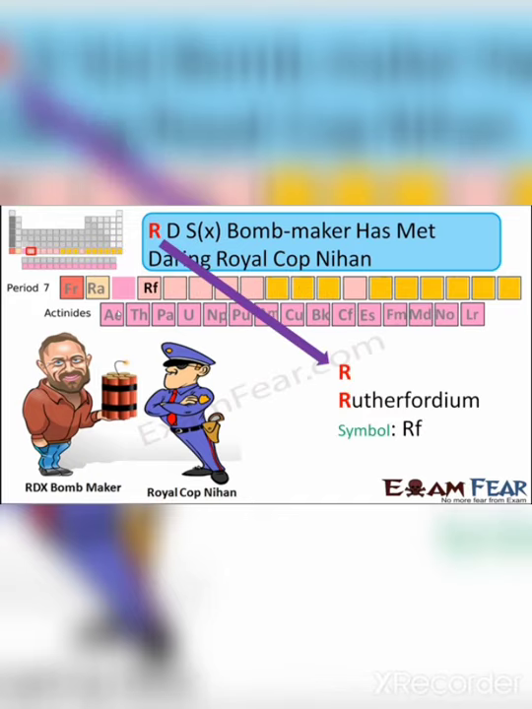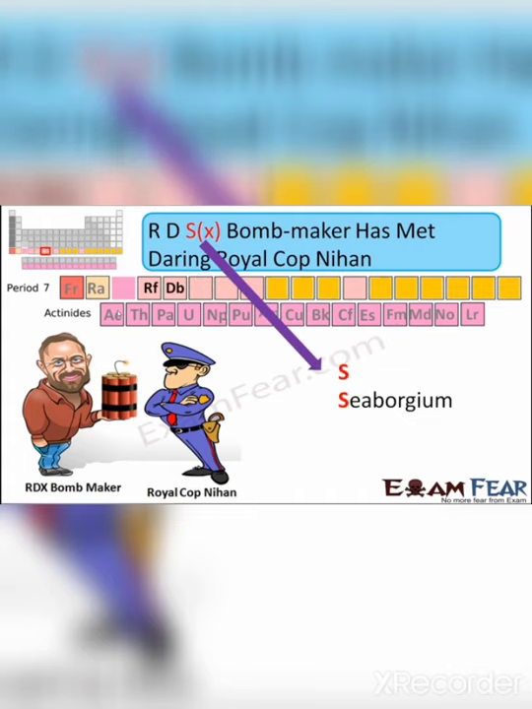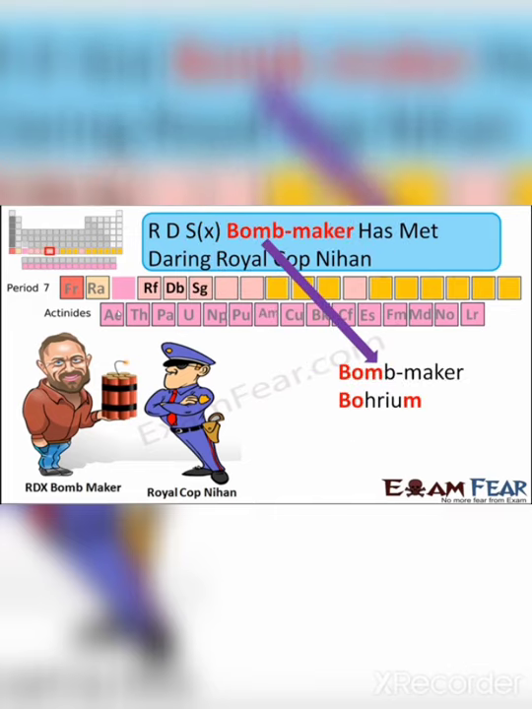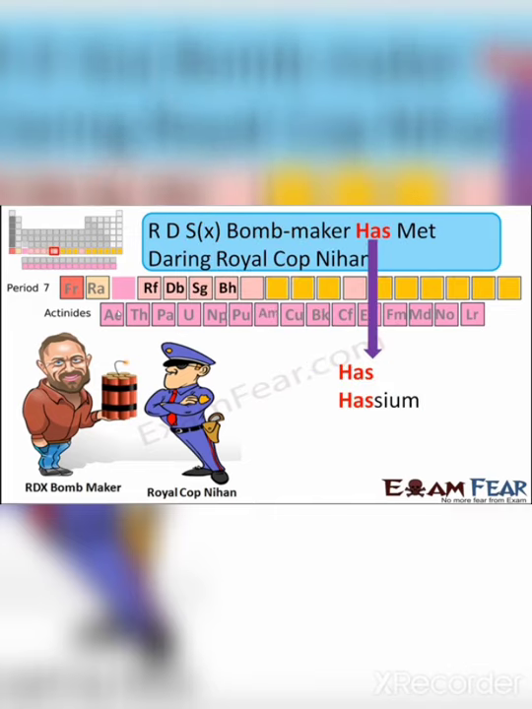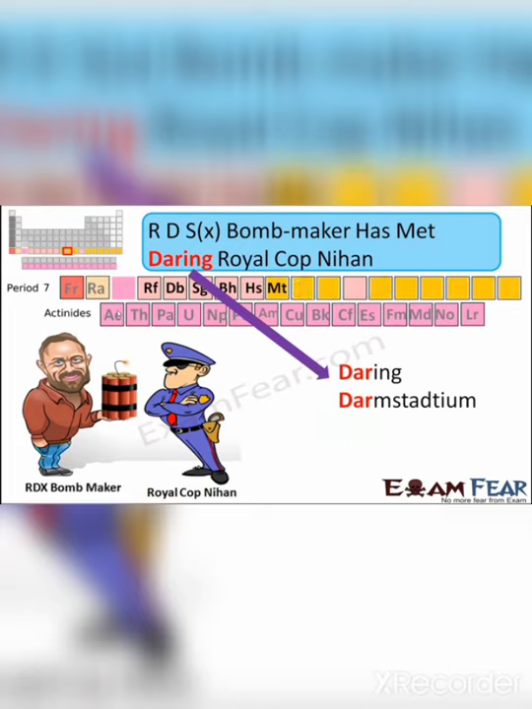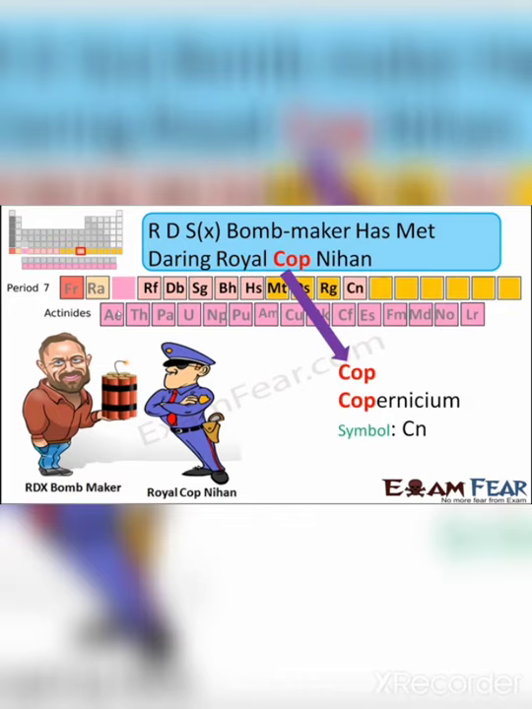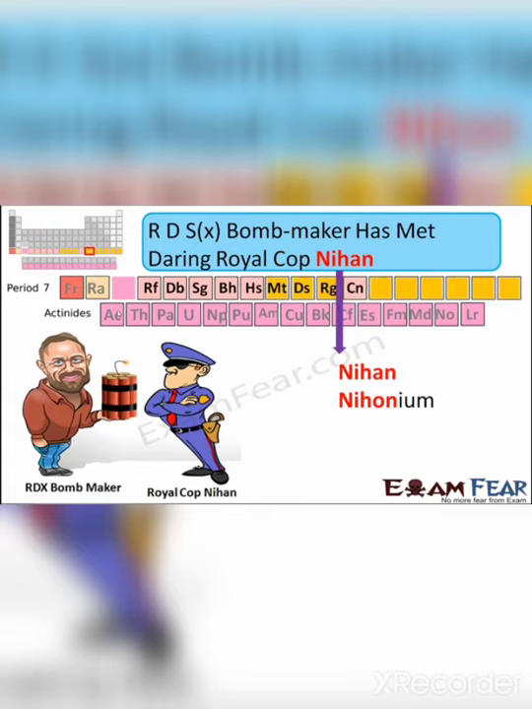Here R reminds of Rutherfordium with symbol RF, D for dubnium with symbol DB, S for seaborgium, bomb maker reminds of bohrium, has for hassium, met for meitnerium, daring for Darmstadtium, royal for Roentgenium, cop for Copernicium, and Nihan for Nihonium.